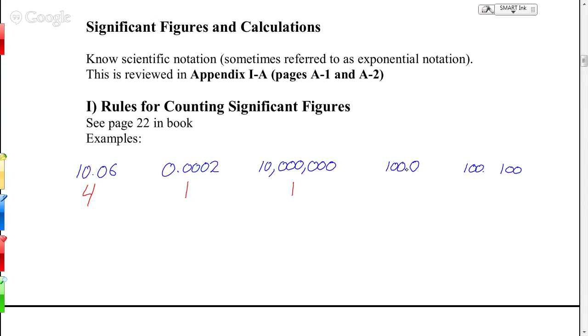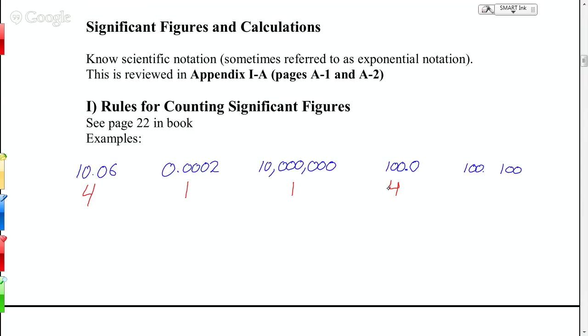Not 1 this time, because that decimal point changes everything. So it's actually 4. All 4 of those digits are significant, because that 100.0 tells us that this number is between 99.9 and 100.1, right? Plus or minus 1 in that last digit. So that's a very different range.